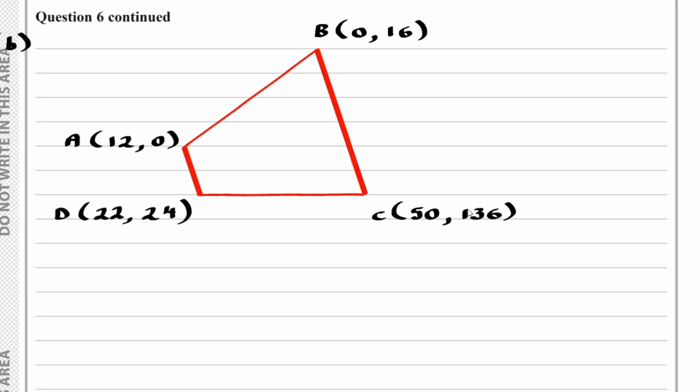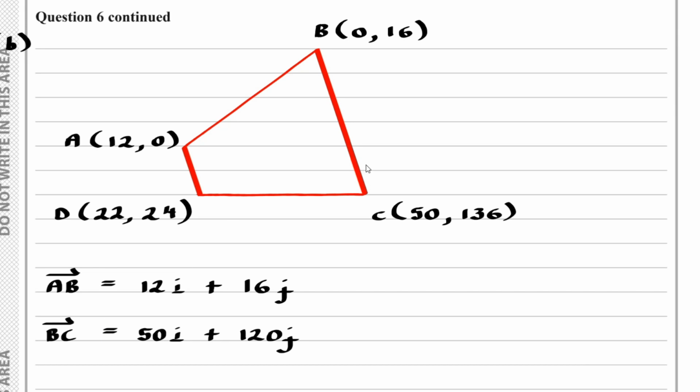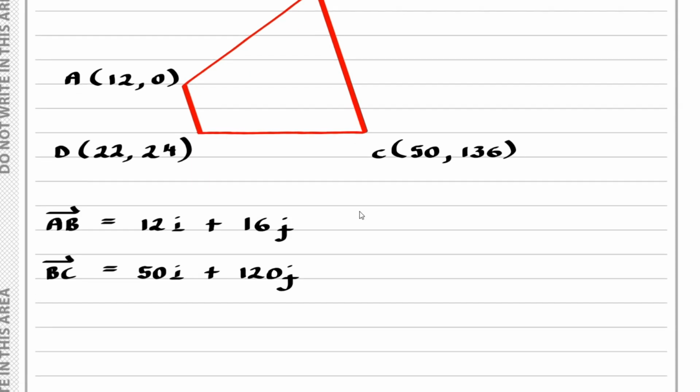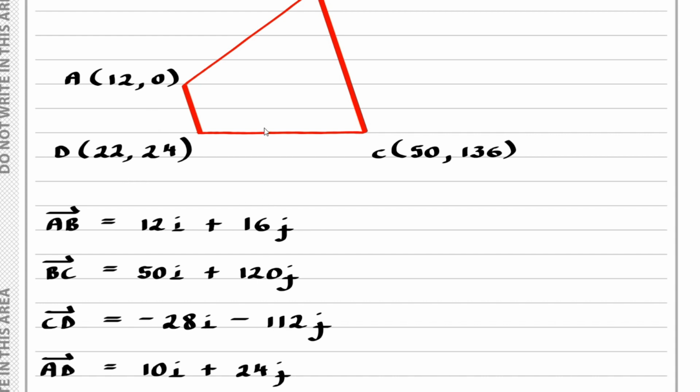We begin part B with a diagram. We've got the points A, B, C and D as we see here. And with this we can work out various vectors. We've got the vector AB, which is 12i plus 16j. The vector BC, starting at B, finishing at C, that's 50i plus 120j. We can now work out the vector CD, starting at C, finishing at D, that's negative 28i, subtract 112j. And the vector AD, that's given by 10i plus 24j.